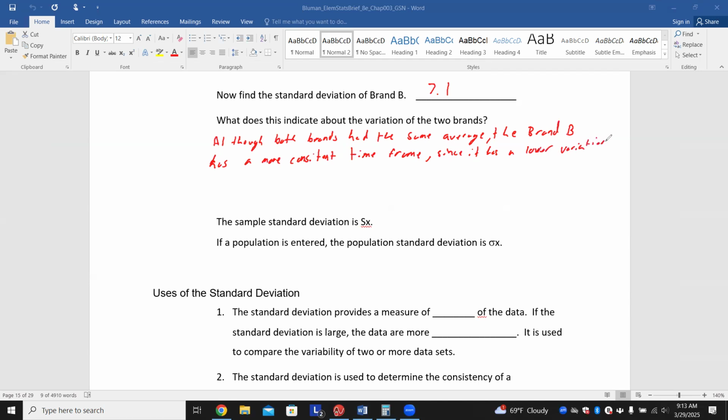Remember, variation just tells you how broad your data is. The smaller your standard deviation is, the less variated your data is, which is good. We want that standard deviation to be as small as possible because that means our data will be all pretty much the same. If we have a large standard deviation, then our data is really spread out and we have a very large variation, which is not that great.